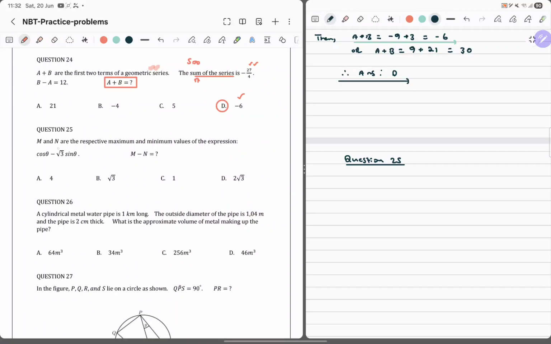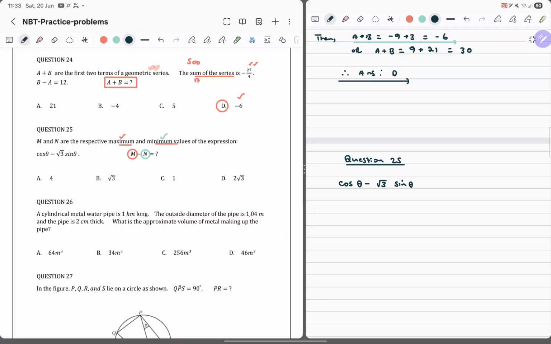Okay, this one tells us M and N are the respective maximum and minimum values of this expression. So we've got cos theta minus root 3 sine theta. The moment I see a root 3, I know special angles are in the mix. Now we need to find the maximum minus the minimum, which is that. Okay, that's not a problem. But now this is not good like this. We can't work with this. So what are we supposed to do?